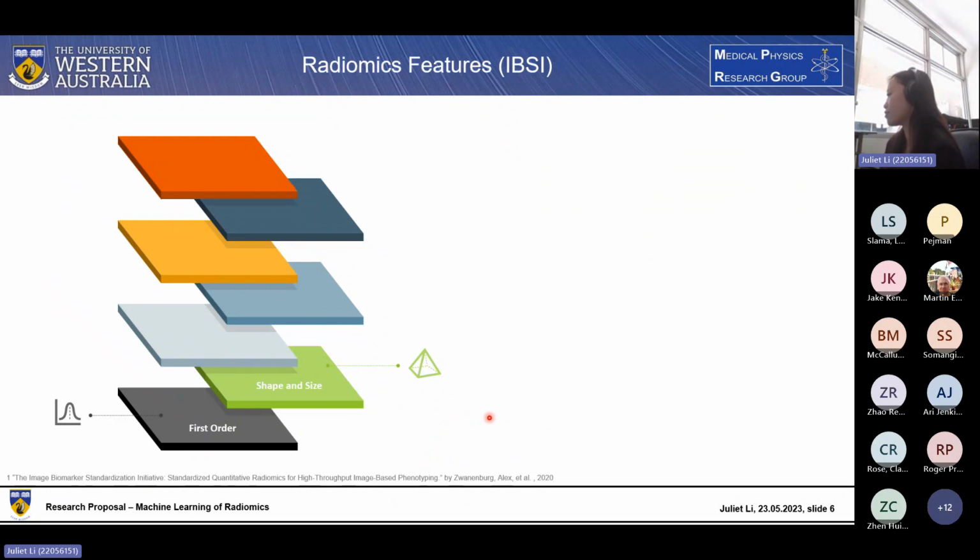Also, there are higher order texture features, including GLCM, GLRLM, GLSZM, GTDM, and GLDM. Due to the limitation of this presentation, I won't go into describing what each one of the categories of features is describing, but all of the radiomics features are describing quantitative information of regions of interest of medical images.